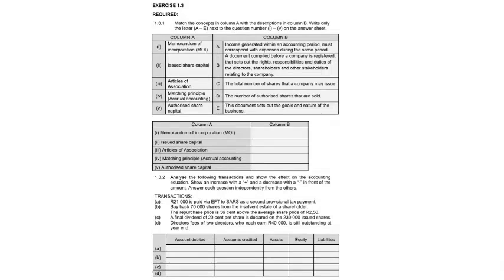Exercise 1.3 required. 1.3.1. Match the concepts in column A with the descriptions in column B. Write only the letter A to E next to the question number I to V on the answer sheet. Okay, so column A, I, memorandum of incorporation. That would be B, a document compiled before a company is registered that sets out the rights, responsibilities, and duties of the directors, shareholders, and other stakeholders relating to the company. So let's enter the answer of B.